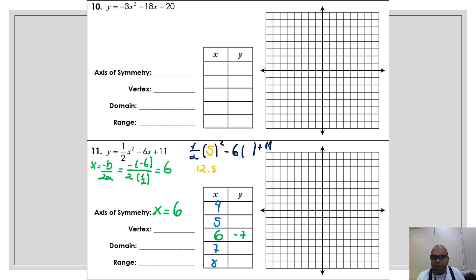12.5. Great. Here, minus 6 times 5 is -30. Minus 30 plus 11. Great, guys. 11 plus 12.5 is 23.5, minus 30, it is -6.5... Minus 3.5, it is 3.5. 3.5 here, 3.5 here. 3.5.